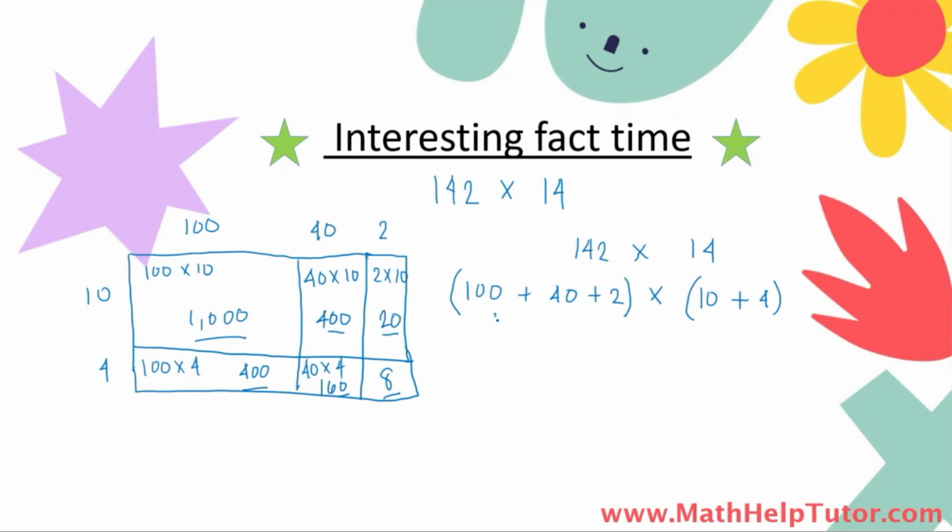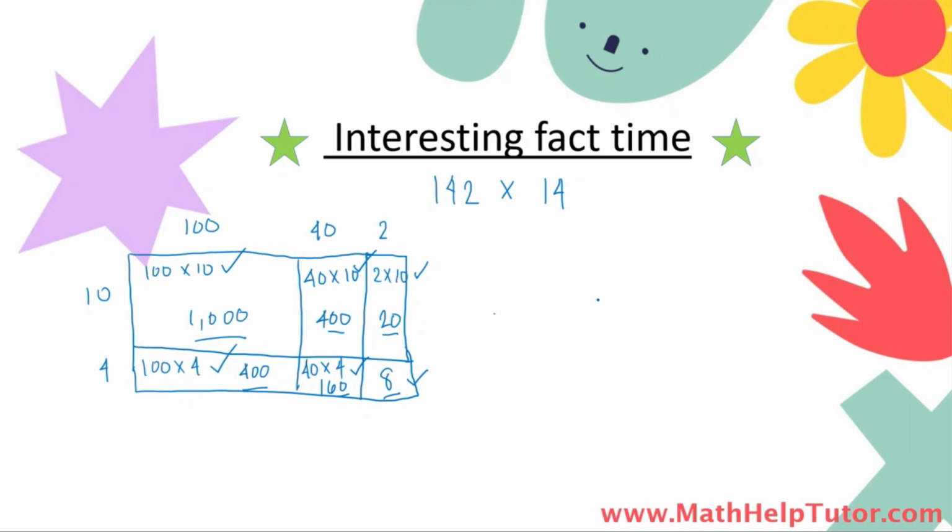So for 100 times 10, we have this region. For 100 times 4, we have this region. For 40 times 10, we have this region. For 40 times 4, we have this region. And then for 2 times 10, we have this region, and for 2 times 4, we have this region.